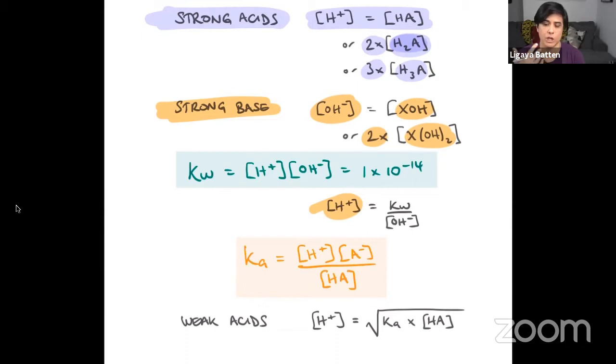So just think about that when you're double checking your answers. Is that kind of what you expect? For a strong base, you're expecting to get something like 12, 13, or 14. For a strong acid, you're looking for something like 1, maybe even 0.1, something like that.